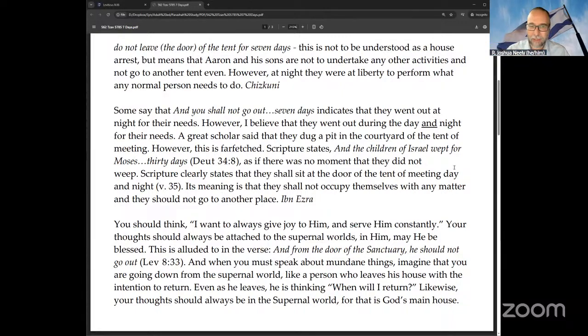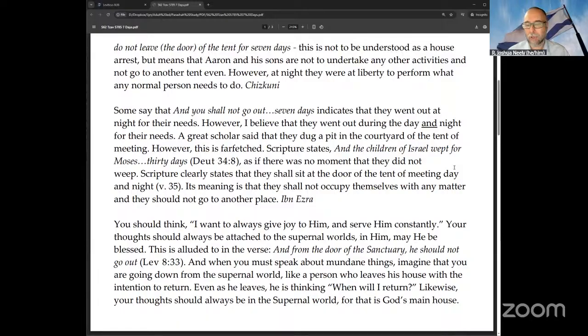Scripture clearly states that they shall sit at the door of the tent of meeting day and night. Our discussion, its meaning is that they shall not occupy themselves with any matter, and they should not go to another place. So, as our other commentators agree, we're not saying that they can't use the bathroom. We're just saying they don't do something else.